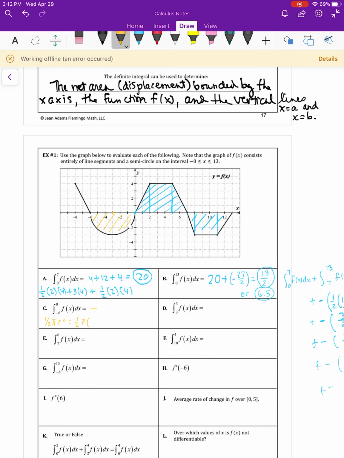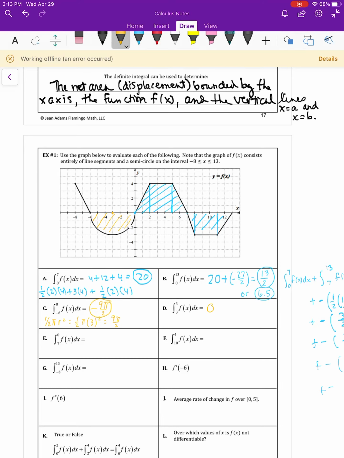And the circle has a radius. If I notice that this is my center, it has a radius of 1, 2, 3. So that would be 1/2 pi 3 squared. So that's going to be 9 pi over 2. So this is going to be negative 9 pi over 2. Because it's below the x-axis, the entire thing, we knew that the entire thing was going to be negative. And that's the answer to your integral.